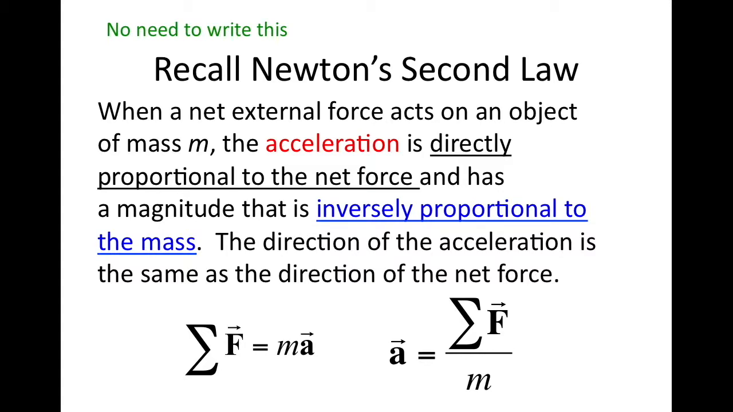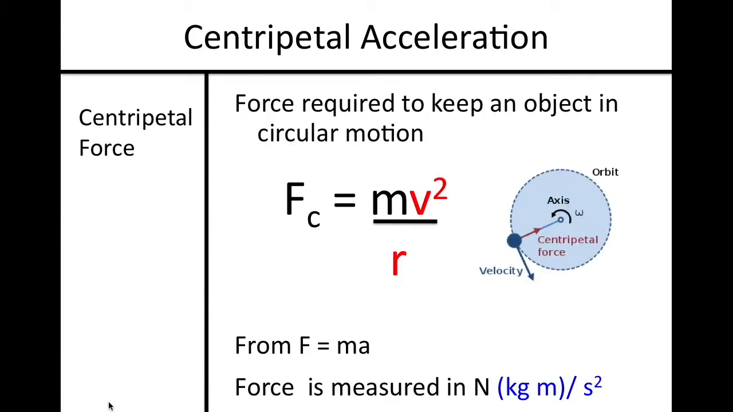This can be seen in the equation a equals F over m, which is taken from F equals ma, which we all know. In order to talk about centripetal acceleration, we need to do a little bit of review and go back to centripetal force. It is the force that is required to keep an object in circular motion, and we have used this equation already, so this should look familiar.